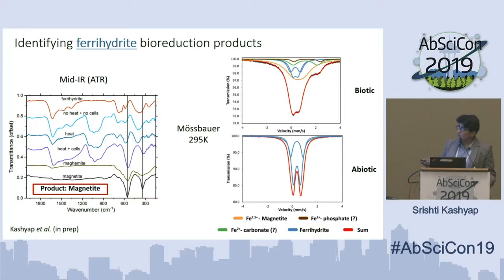But what we find overall is that when ferrihydrite transformations are considered, the organism primarily makes magnetite, which is seen with the two prominent absorptions here for the mineral phase in the attenuated total reflectance, and in the Mossbauer as well, we see the magnetite. But in addition to the magnetite, we also see minor amounts of ferrous phosphate and ferrous carbonate form relative to abiotic controls.